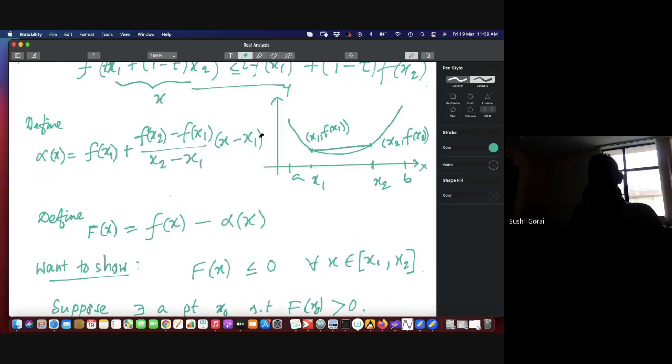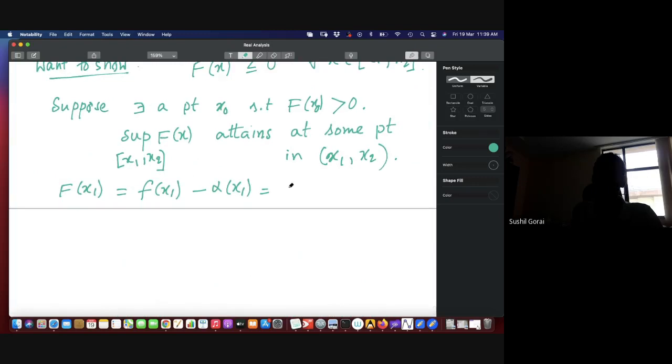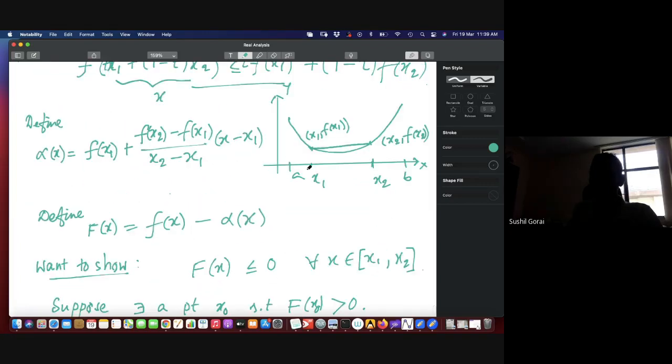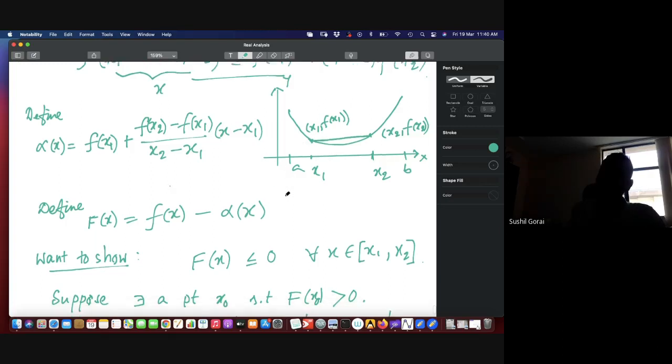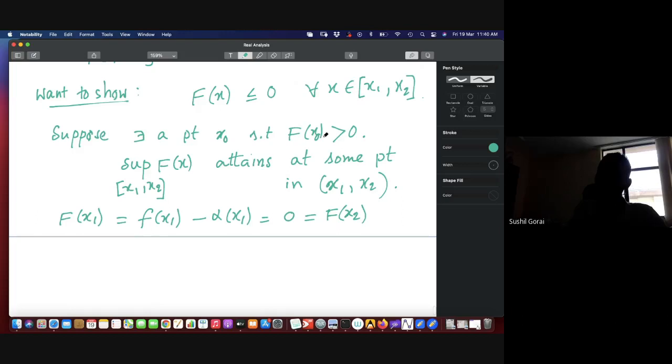At x equal to x1, this is 0, right? So alpha of x1 is equal to f of x1. So this is 0, which is again f of x2, which is clear, right? So at the endpoints x1 and x2, the value of this function and the value of this function are the same, right? That's the construction. So that gives you 0, but at one point you get a value greater than 0. So this attains a maximum at some point inside.